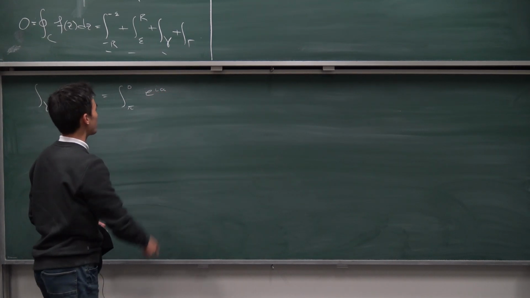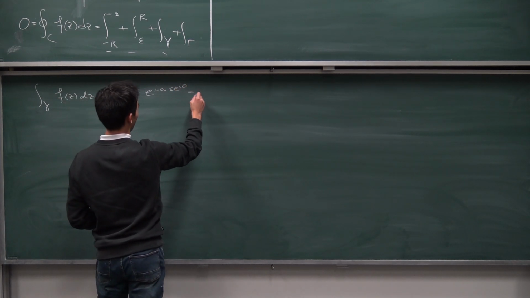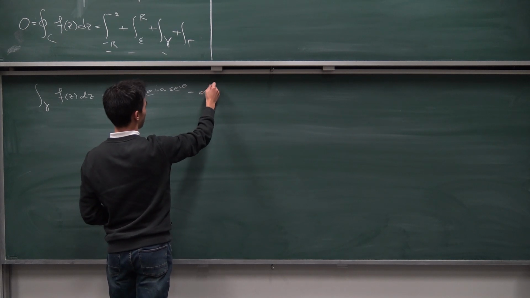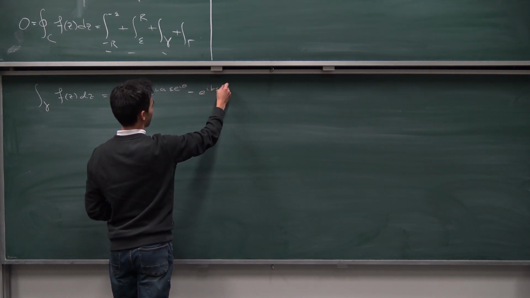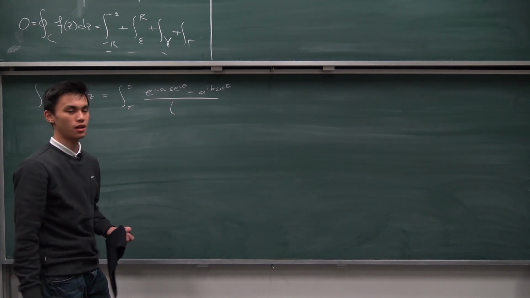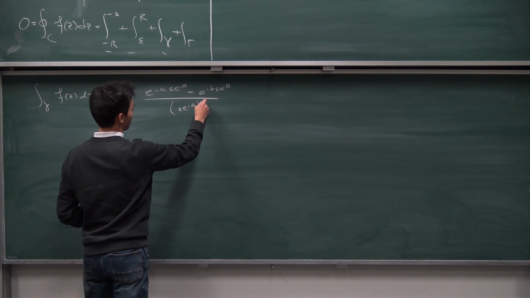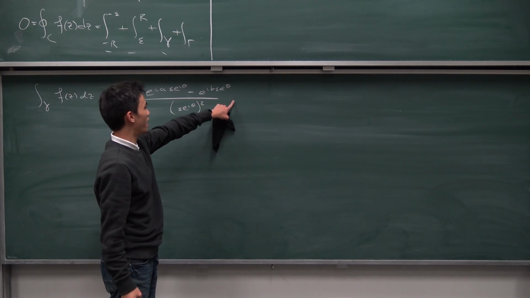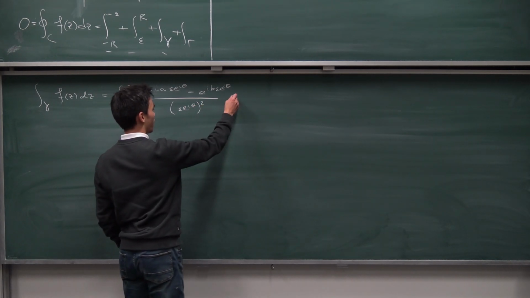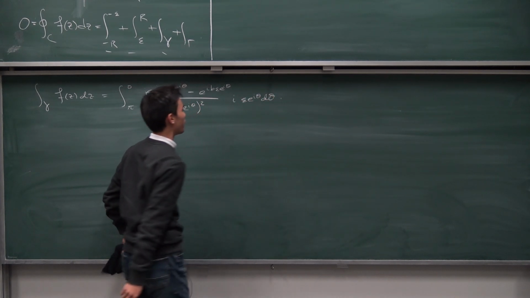Now, originally z went there, but now we're going to have epsilon e to the i theta, and then we have negative e to the i times b epsilon e to the i theta, and all of this is divided through, well, there was a z squared down here before, but now it turns into epsilon e to the i theta, this whole thing squared, and then our dz turns into i times epsilon e to the i theta, and then we have a d theta to finish off.